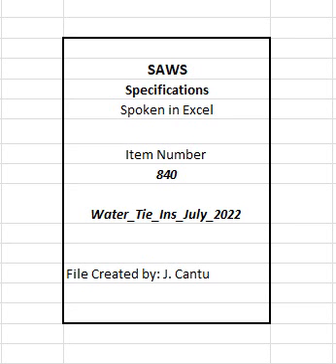840.1 Description: this item shall consist of water main tie-ins installed in accordance with these specifications and as directed by the engineer. A water tie-in is defined as a connection between a new main and an existing main that is no longer than one joint of pipe.